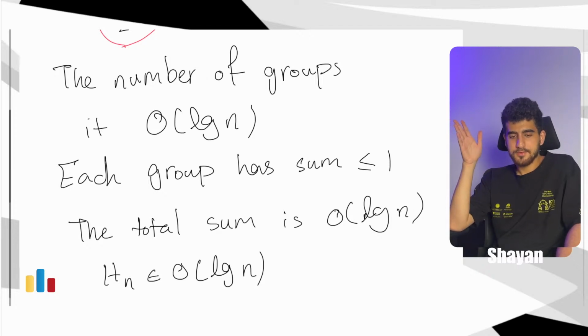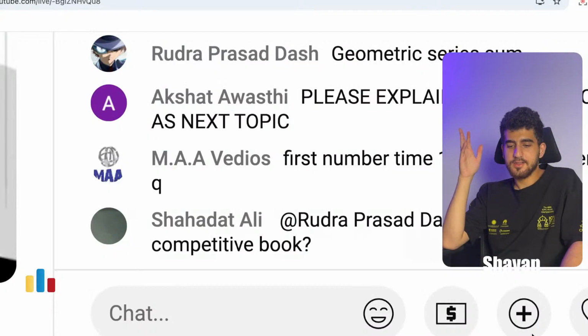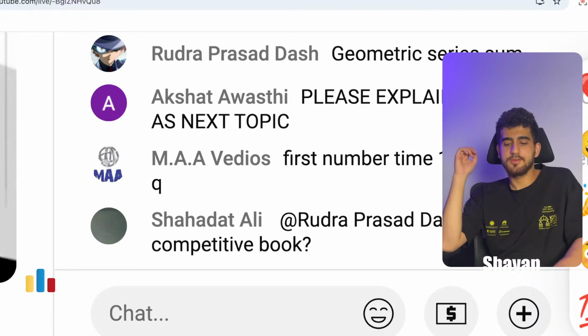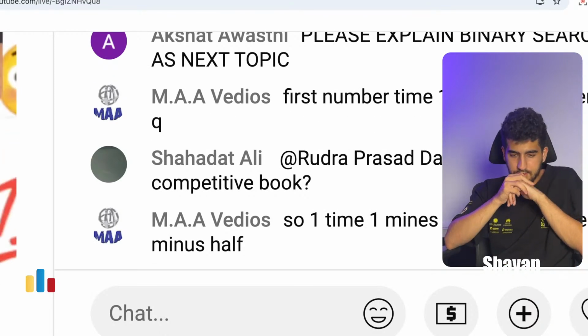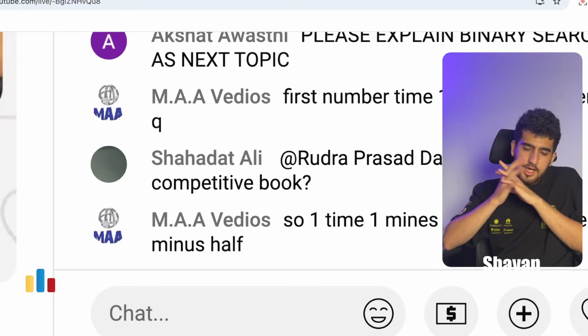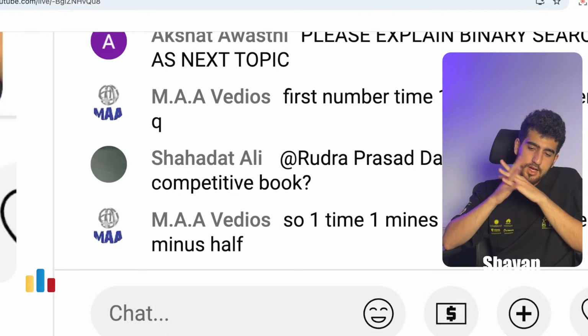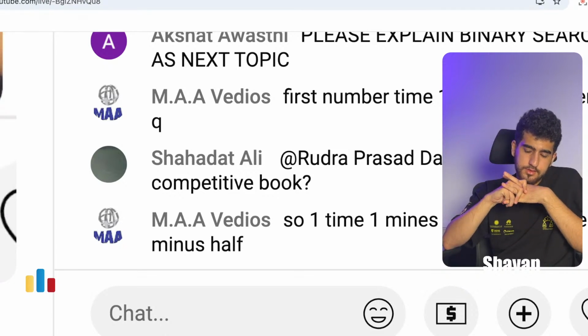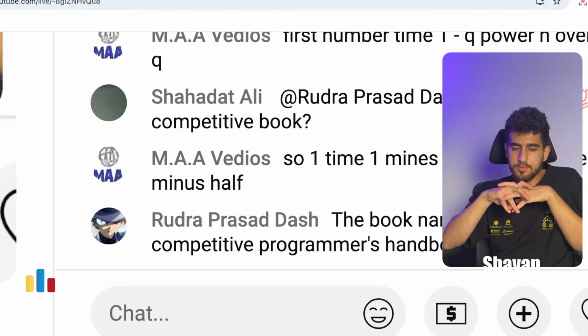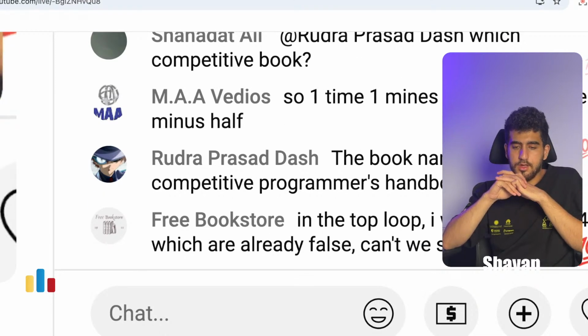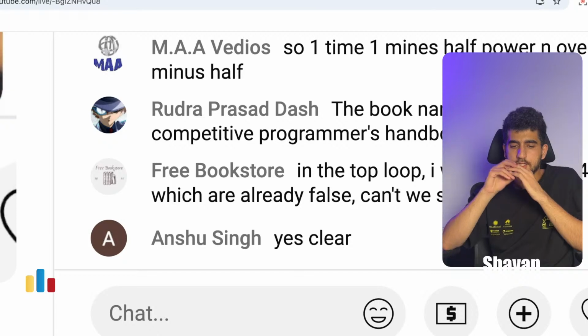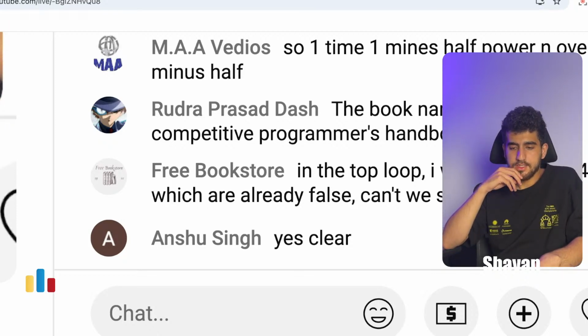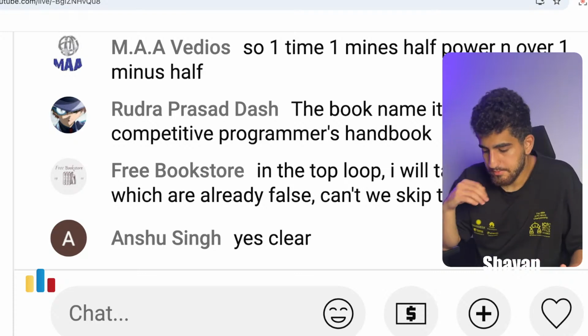Right? Is it completely clear? If it is clear, again, please put this emoji or put a plus. So 1 times 1 minus half over n. I didn't completely understand what you mean. So, is it completely clear? Okay.